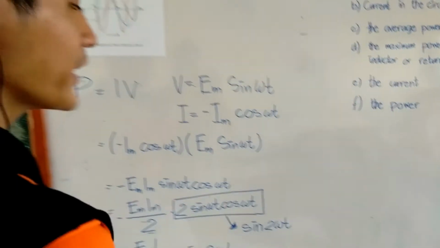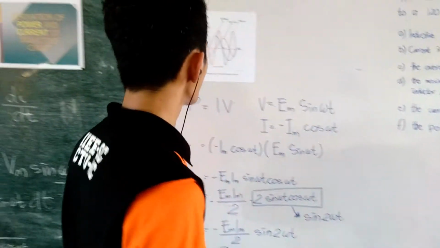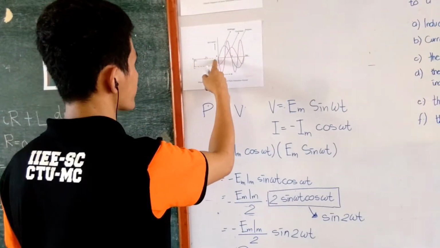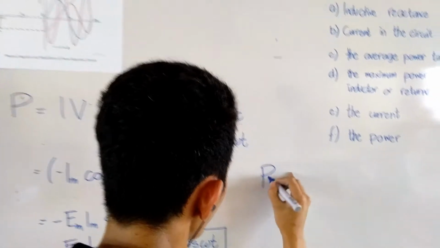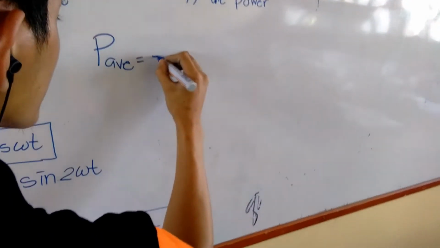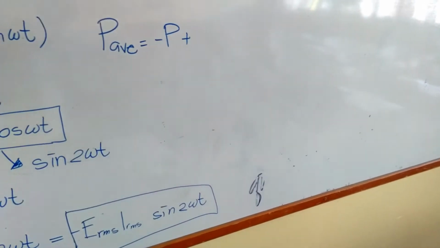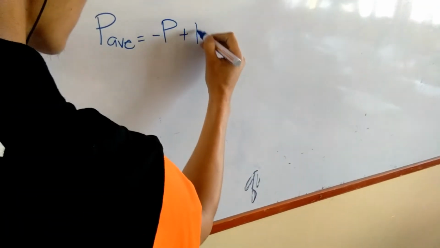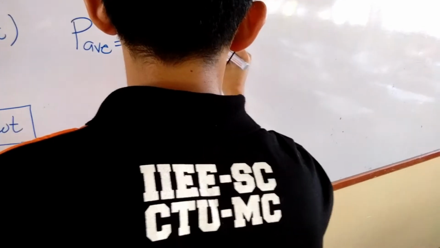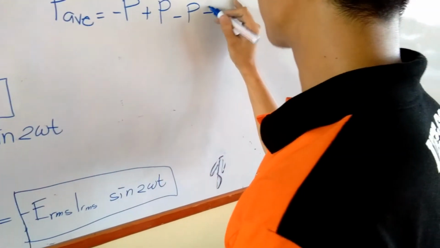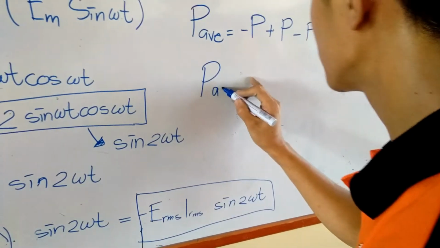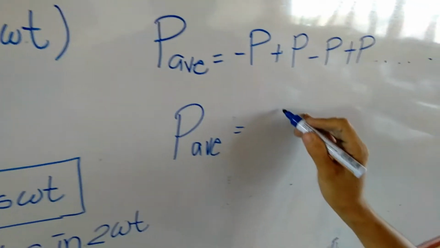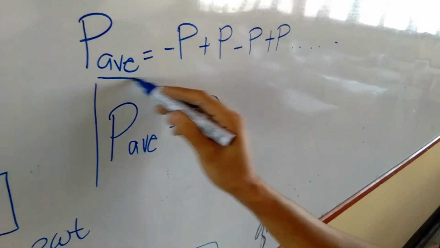Now, in finding the average power, as you can see, the power comes from the negative sign. So the average is equal to negative power plus the positive power minus the negative power again, and the positive power, and so on and so forth. Then the average power would be equal to 0, period.